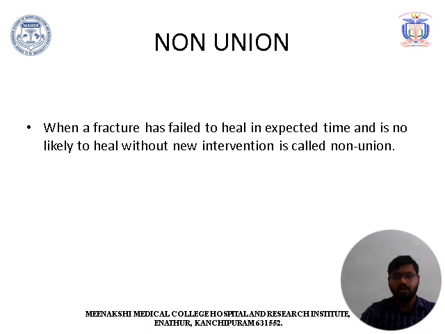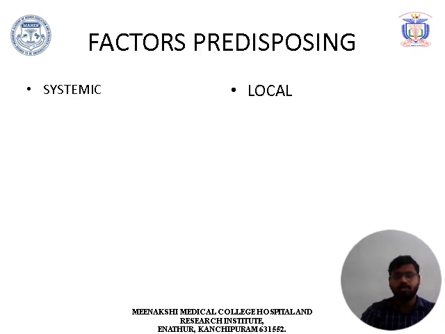So now coming into non-union. What is non-union? When the fracture has completely failed to heal in the expected time and is not likely to heal without new intervention, it is called non-union. What are the factors predisposing to non-union? We can divide them into systemic and local.